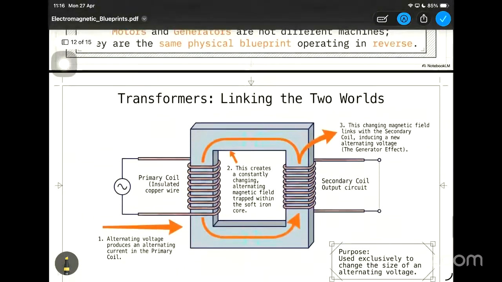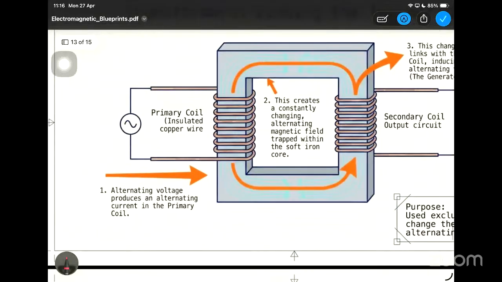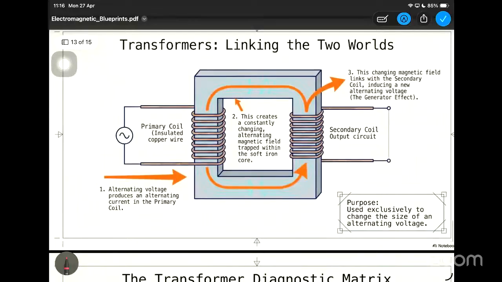And finally, about the transformers. Transformers means changing from one phase to another, right? Here we have the primary coil and the secondary coil, and both coils are connected with a soft iron core, right? All the things are mentioned here, so you can use these as short notes. An alternating voltage produces an alternating current in the primary coil.